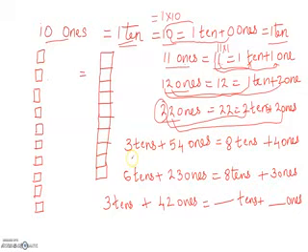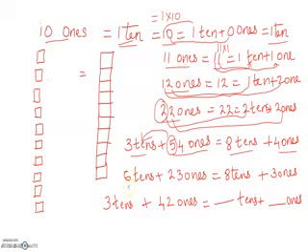Now we can see the next one. 3 tens plus 54 ones is equal to. We know that in 54 ones, 5 is in the tens place. So we have to take it to the tens group. So 3 plus 5, 8 tens plus 4 ones.